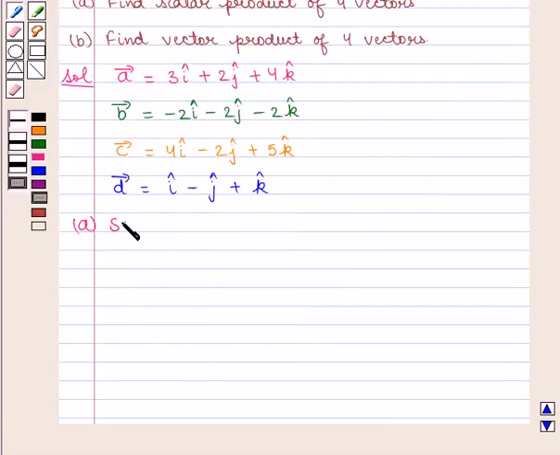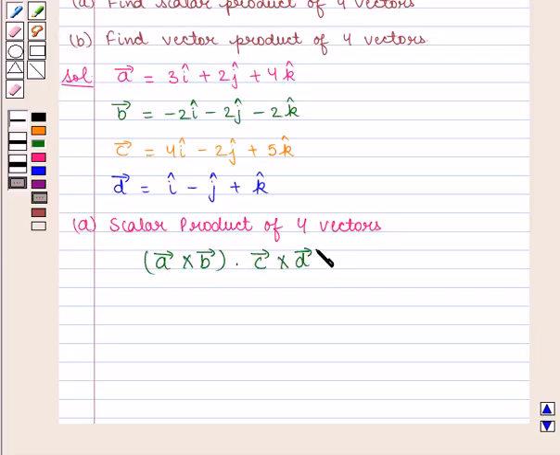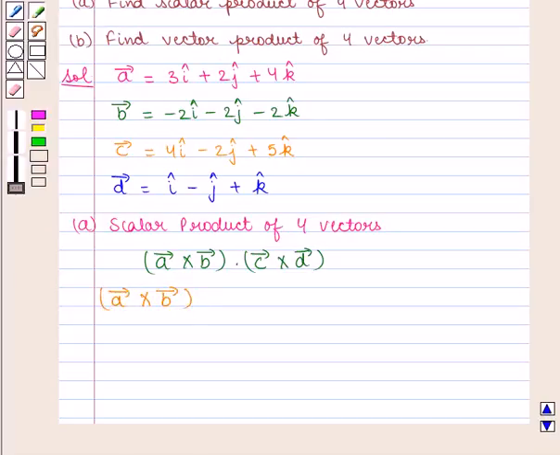Now we shall find the scalar product of the 4 vectors, which is given by vector A cross vector B dot vector C cross vector D. Now we shall find the cross product of vector A and vector B. Vector A is given by 3i cap plus 2j cap plus 4k cap, and vector B is given by minus 2i cap minus 2j cap minus 2k cap.